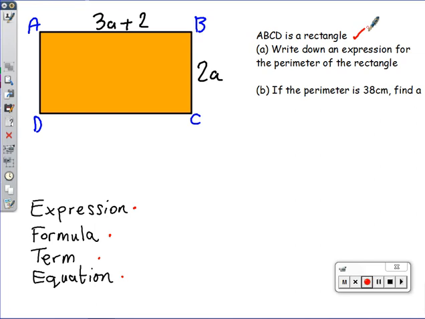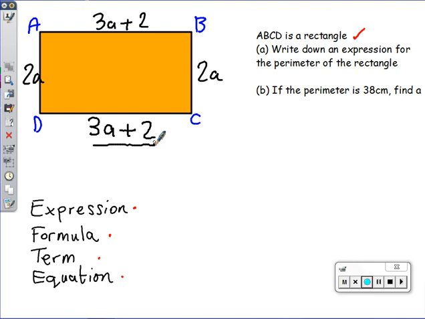We're going to use that by filling in the missing sides, because opposite sides of a rectangle are the same. So I'm writing in there that the side opposite 3a plus 2 is also going to be 3a plus 2. This, of course, means that we times a by 3 and then we add 2. Now it asks us to write down an expression for the perimeter of the rectangle.